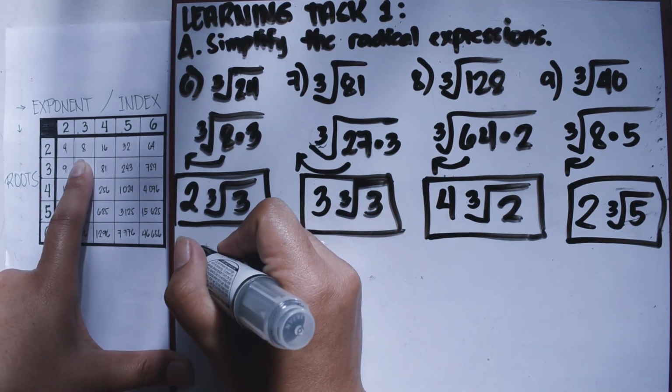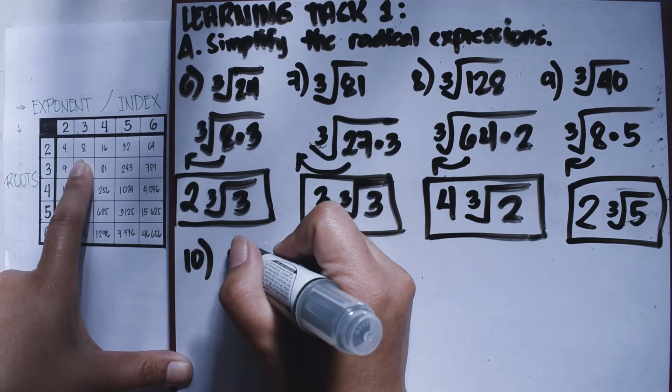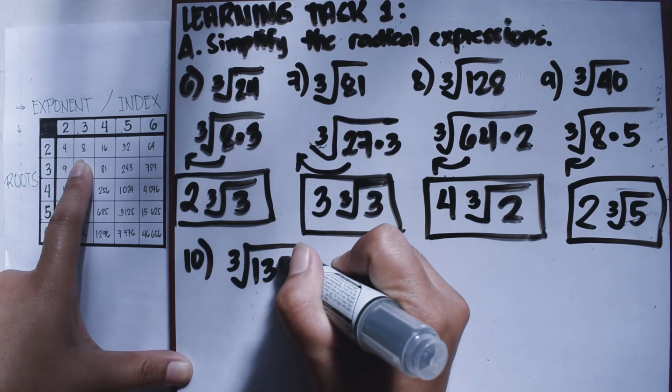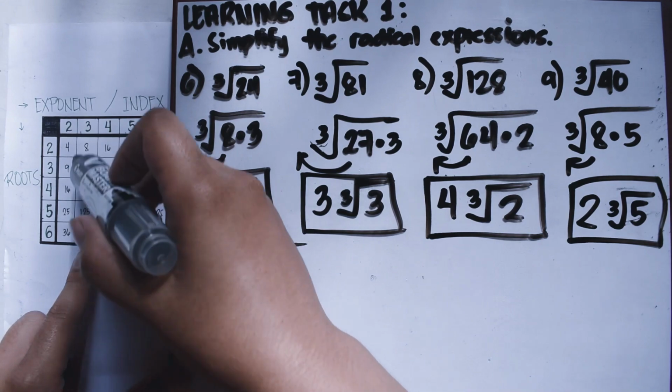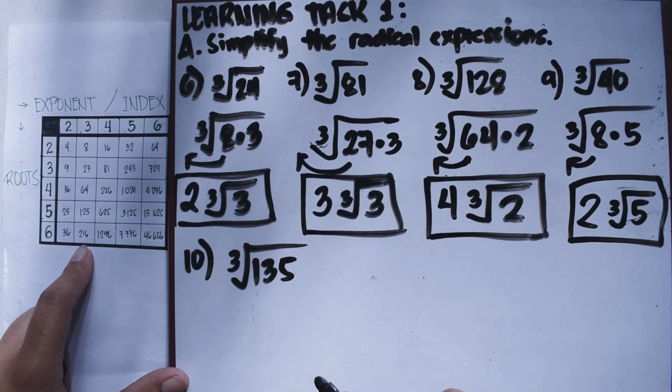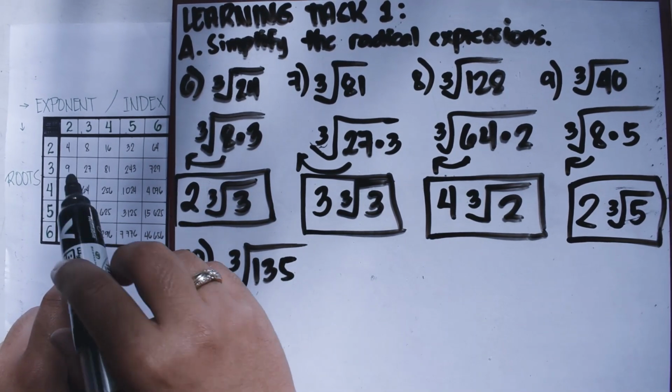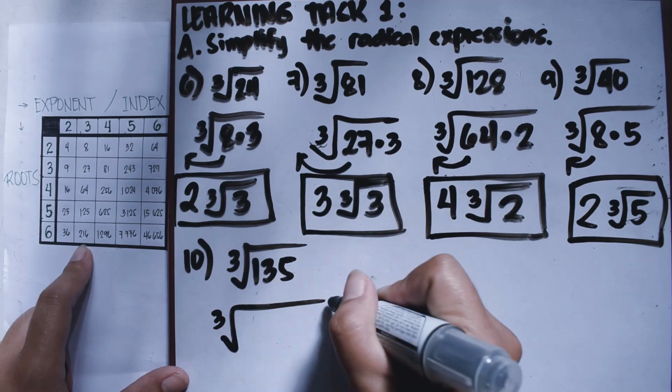So, dito na lang sa baba. So, number 10 na tayo. So, number 10, the given is, we have cube root of 135. So, ganun lang din yung process. Tingin tayo ng factor dito sa ating, ang exponent ay 3 na column. So, anong factor ni 135? Ayun. So, 27. So, we have cube root of 27.